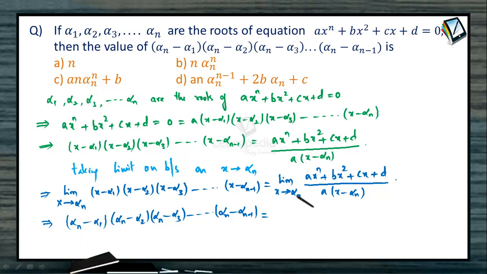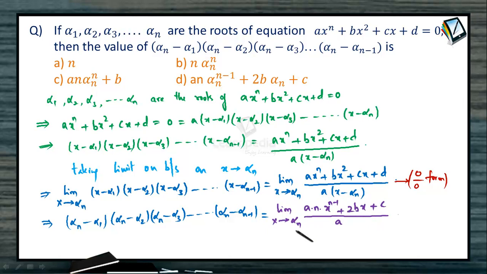As alpha n is a root of this equation, when you directly substitute the limit, the numerator is 0 because alpha n should satisfy this equation and give 0. So this is in 0 by 0 form. Then can we apply L'Hospital rule on the right hand side? Yes, this becomes limit x tends to alpha n of (a into n into x^(n-1) + 2bx + c) by a.